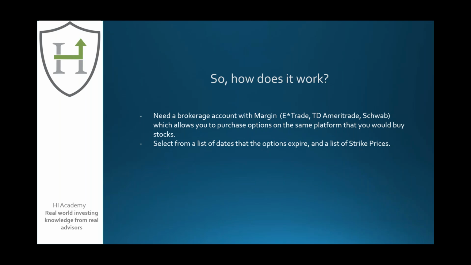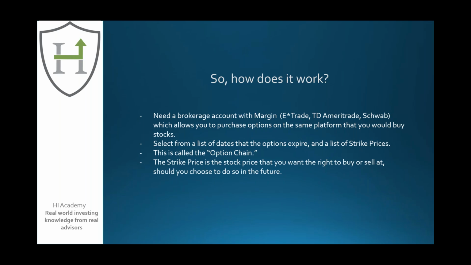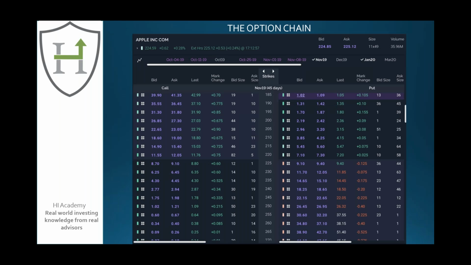You're going to select from a list of dates that options expire and a list of strike prices, the price you want to be obligated or have the right to buy or sell a stock from. This is called an options chain. I'm going to show you a picture of it here in just a minute. The strike price is that price you want to buy or sell that stock at some time in the future, and it's different than an option price, which is what you pay to own the option contract.